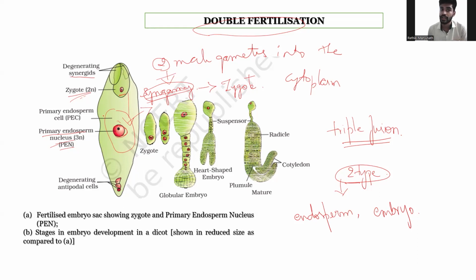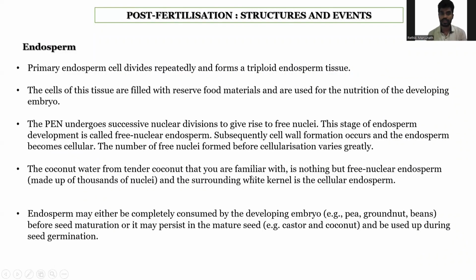This is clear. This fusion will form the endosperm, and the zygote which was formed will develop into the embryo. This was all about double fertilization. So the next concept is post-fertilization. After fertilization, what happens? How does the structure of the embryo normally get developed? We were talking about two kinds of structure that will be observed. One is the endosperm and the other one is the embryo.